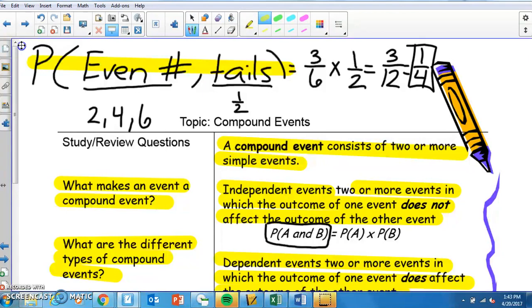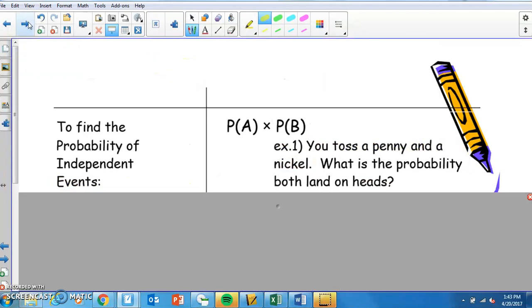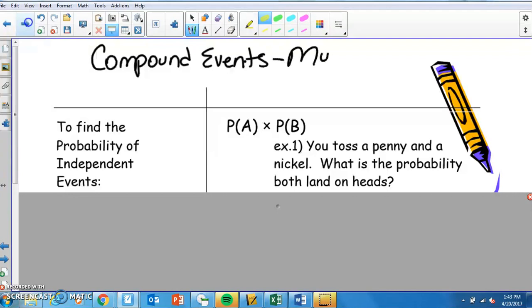And that's what compound events are. It's a very simple concept. So compound events, when we're finding compound events, you multiply. Okay? All right, let's look at this example. You toss a penny and a nickel.